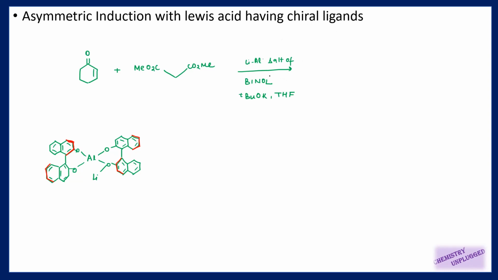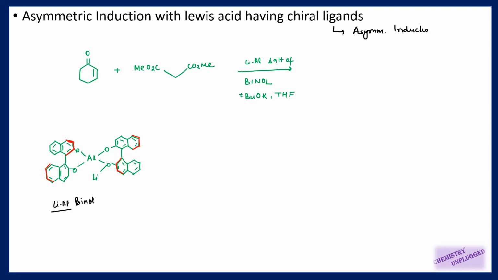This is the structure of this lithium aluminium salt of BINOL. Due to these rings, it has chirality, right? Because they are in different planes and they have atropisomerism due to these bonds. That is why these ligands are chiral in nature.